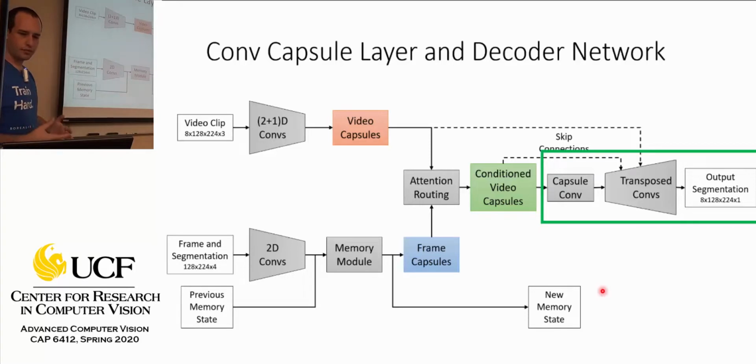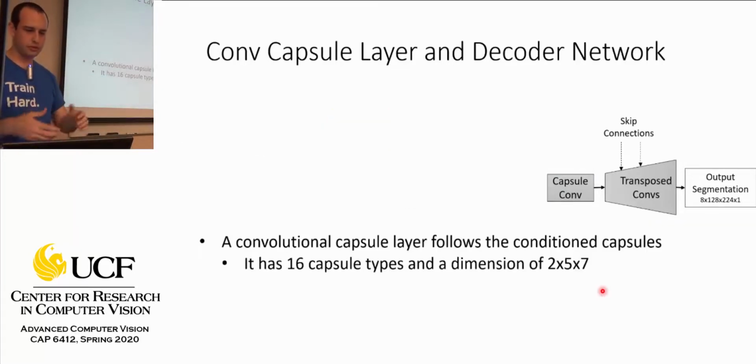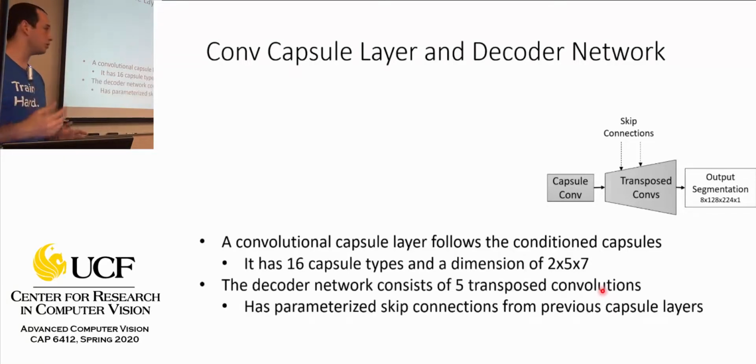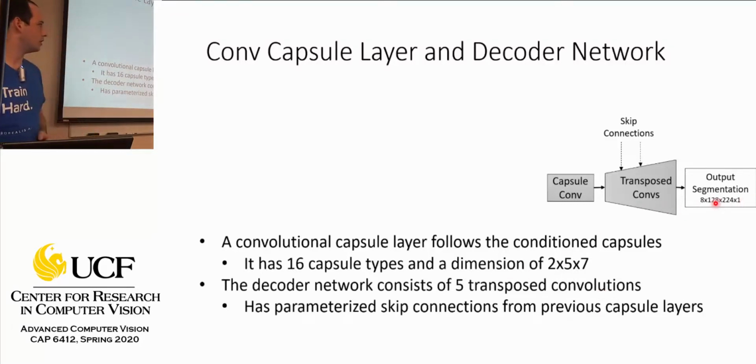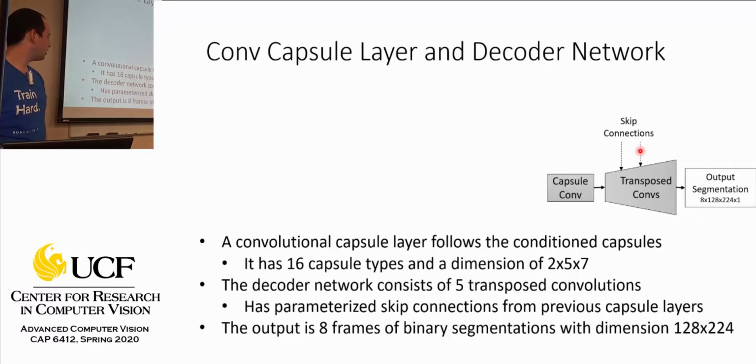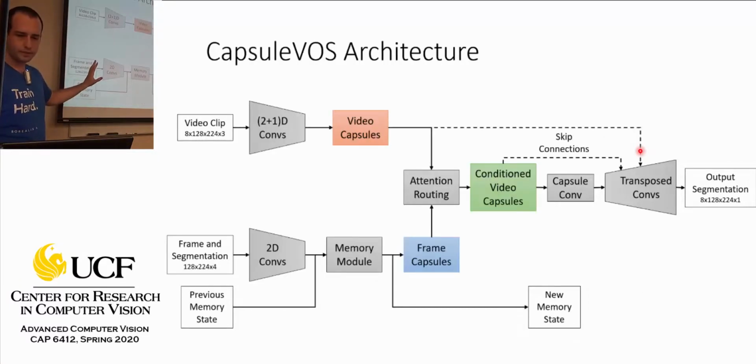And then we finally pass that through a final capsule convolution layer, which is another routing by agreement layer, and a series of transpose convolutions to end up with our final output segmentation mask, which is a segmentation for all 8 frames at the original 128 by 224 resolution. And we have skip connections from the previous capsule layers to maintain the spatial dimension, which might have been lost in the convolutional layers. So this is the overall network.